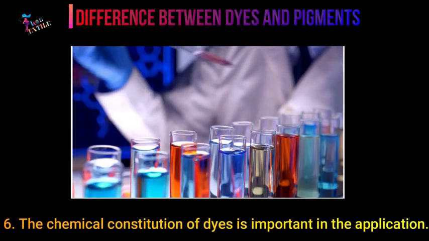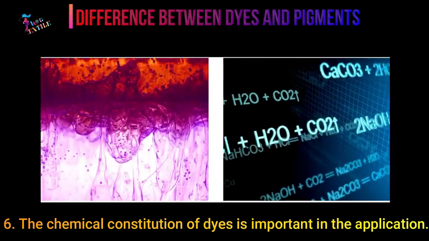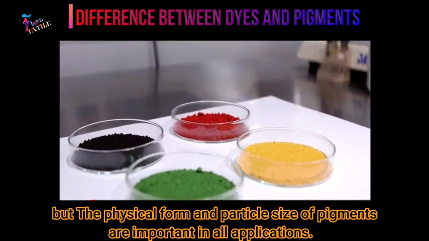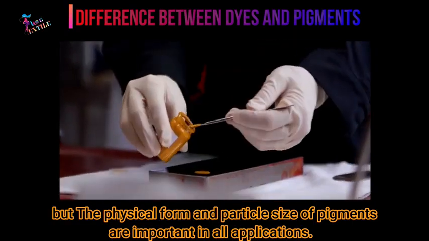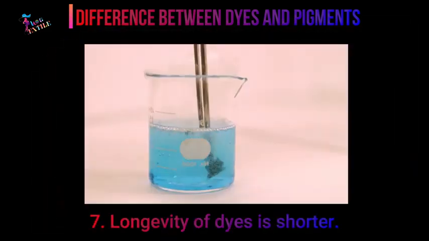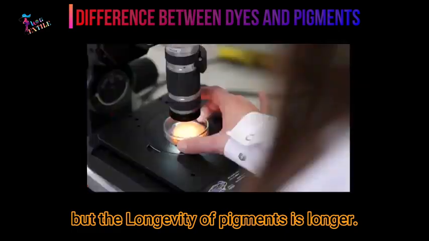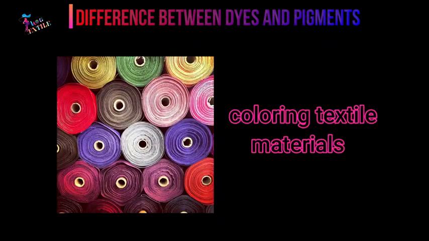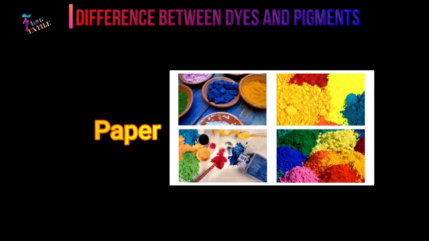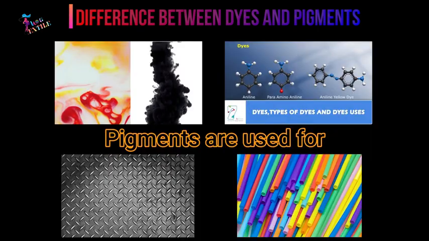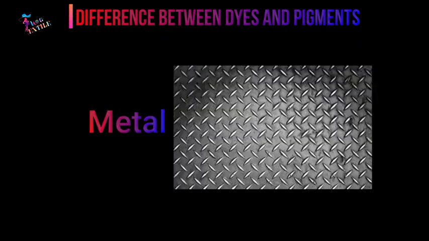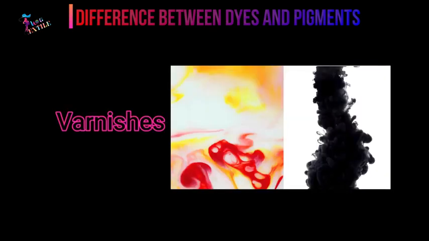6. The chemical constitution of dyes is important in the application, but the physical form and particle size of pigments are important in all applications. 7. Longevity of dyes is shorter, but the longevity of pigments is longer. Dyes are used for coloring textile materials, foodstuffs, paper, leather, etc., while pigments are used for printing and used for coloring plastic, metal, paints, and varnishes.